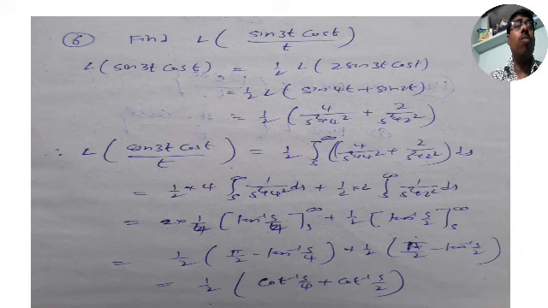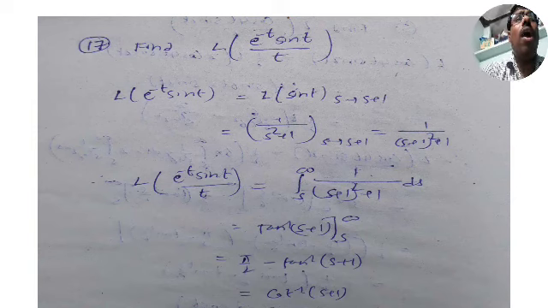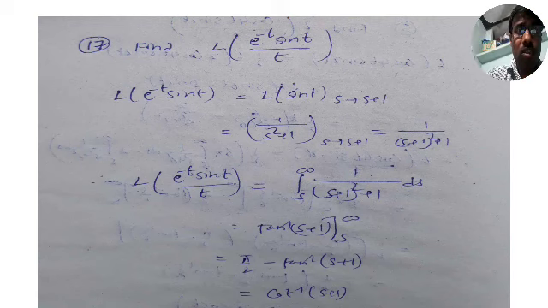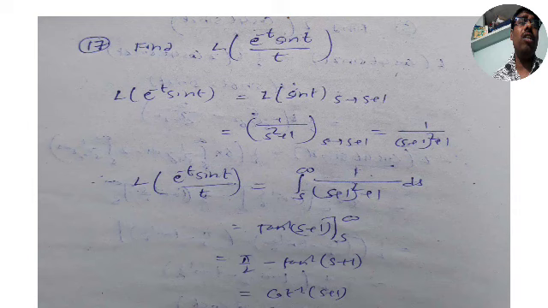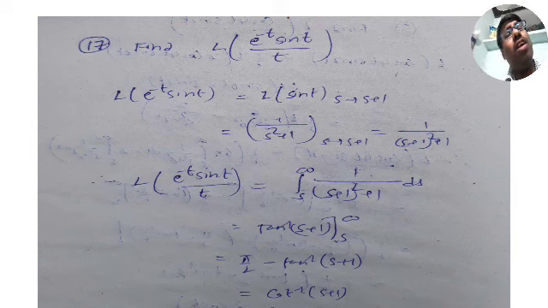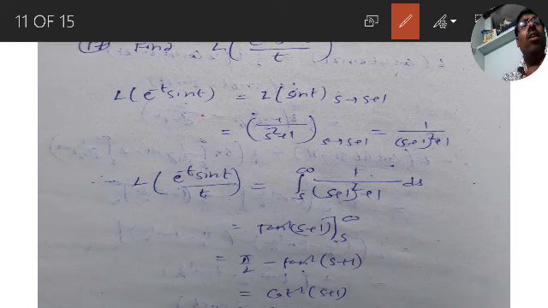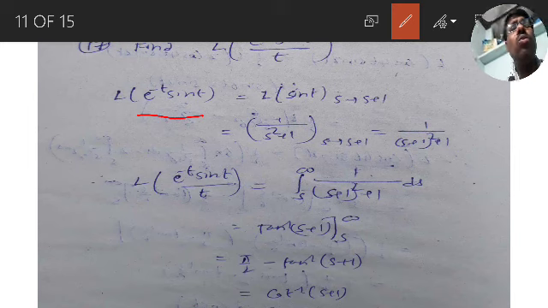We covered 6 problems on division by t. Now let us go to the 7th problem on division by t. The 7th problem is: find L of e power of minus t into sin t by t. Identify it as division by t, since the denominator has t, therefore it is the division by t method. What are the other terms? The other term is e power of minus t into sin t. So what is our f of t? That is e power of minus t into sin t.